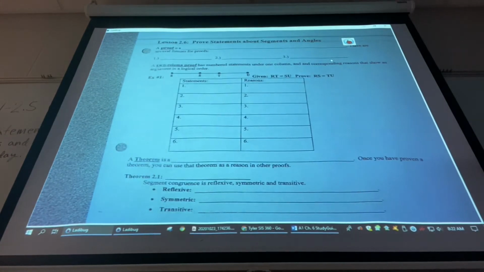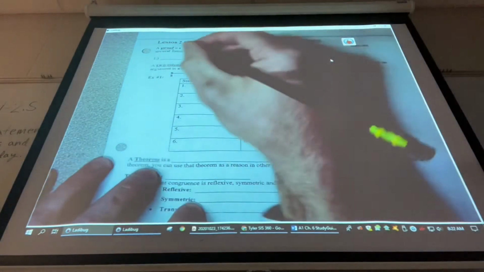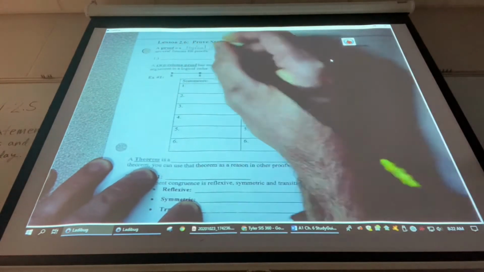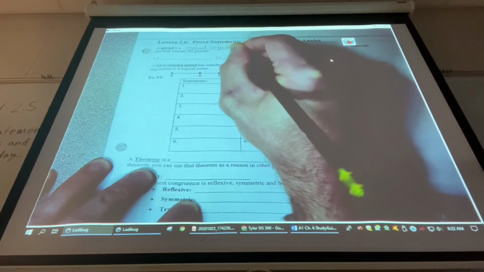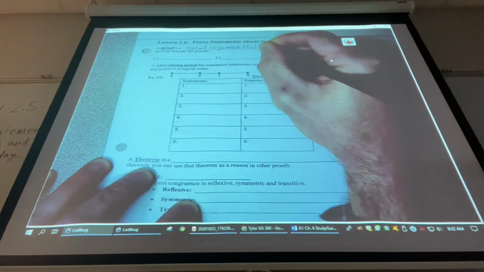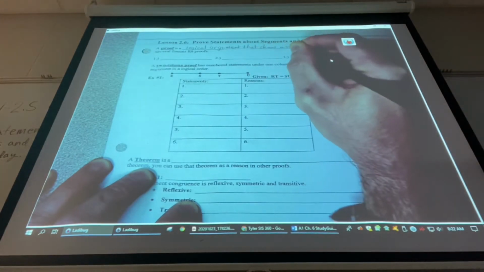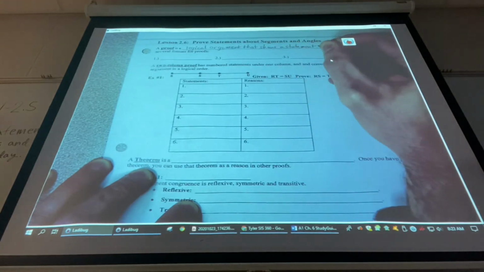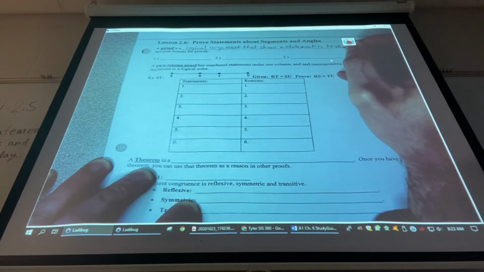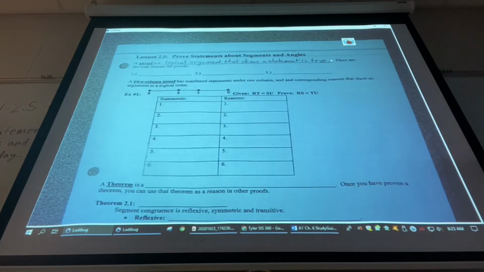Well, first, let's get a definition down for a proof. A proof is a logical argument that shows a statement is true. And proofs use deductive reasoning. So you're going to see a lot of facts and definitions and things like that. You're going to use those in order to make your logical argument. There's not any looking at patterns. So it's all about the deductive reasoning.